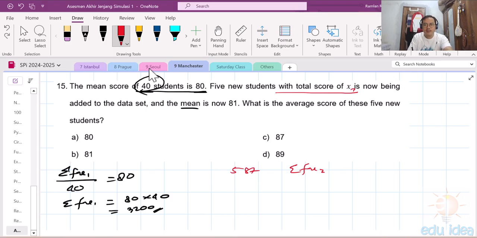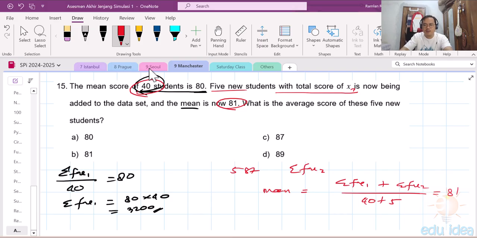And then it said that it's now being added to the data set, and now the mean is 81. So the mean value of the combined data is the sigma fx1, the total score of these 40 students, added with the total score of these 5 students, and then divided by 40 plus 5, because the total number of students is not 40 anymore since we're adding 5 students. That will be equal to 81, right? So this is the new score.